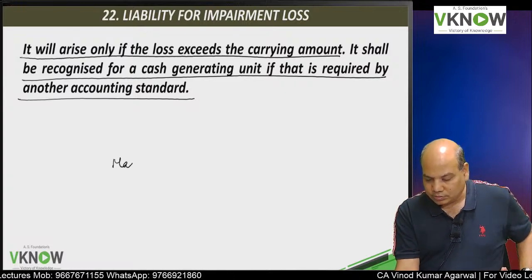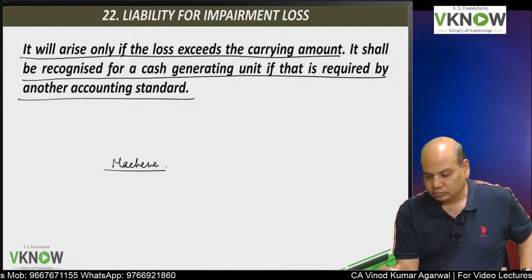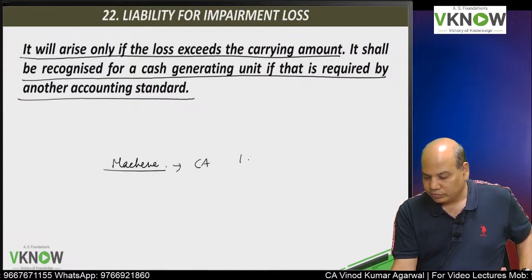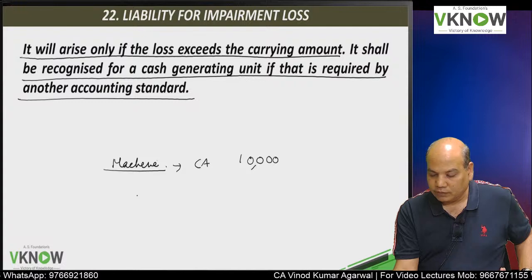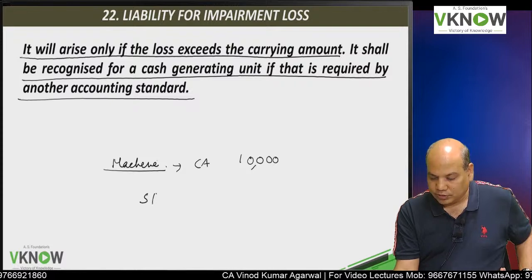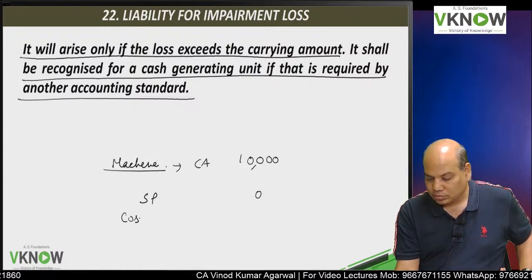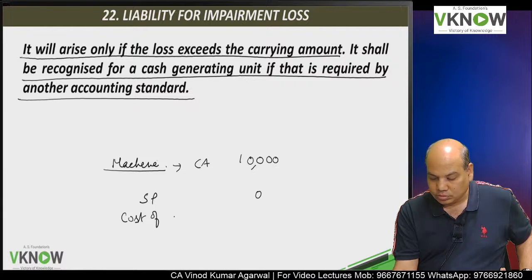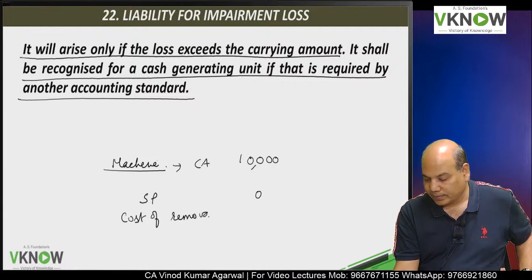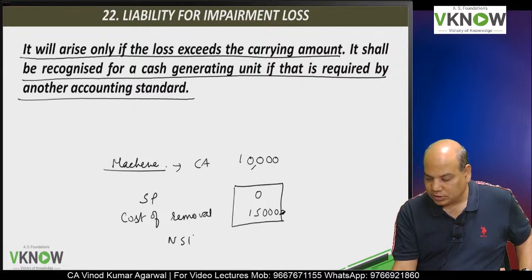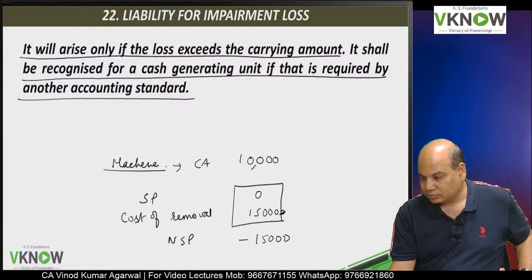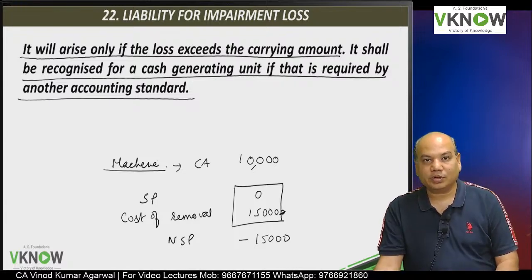Suppose I have a machine. Carrying amount is 10,000. But if I have to discard it, selling price is 0, but cost of removal is 15,000. So the net selling price is minus 15,000.